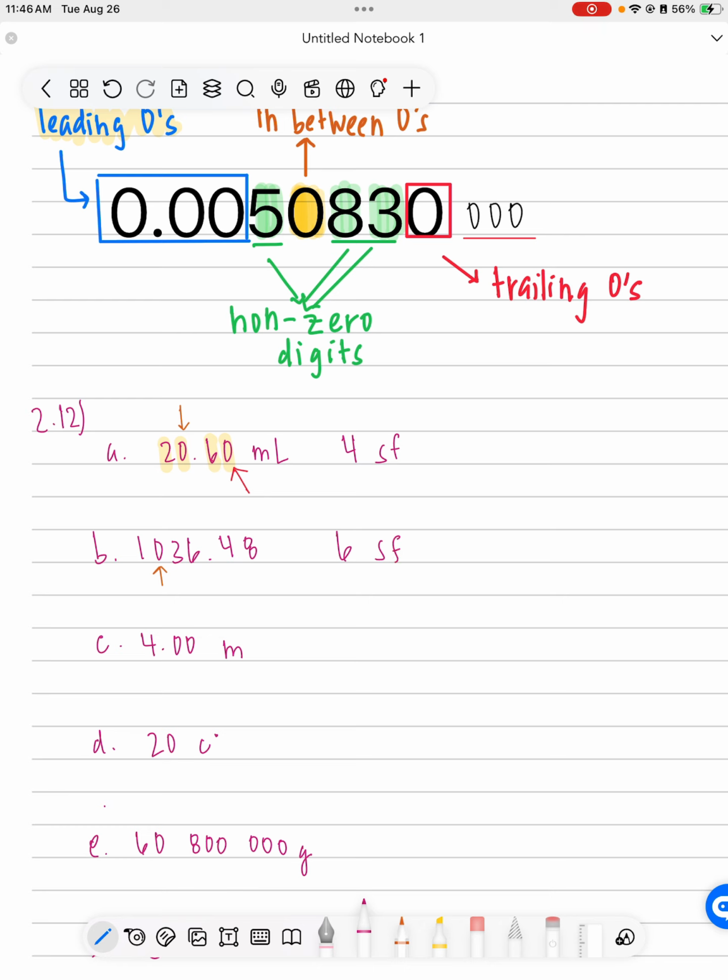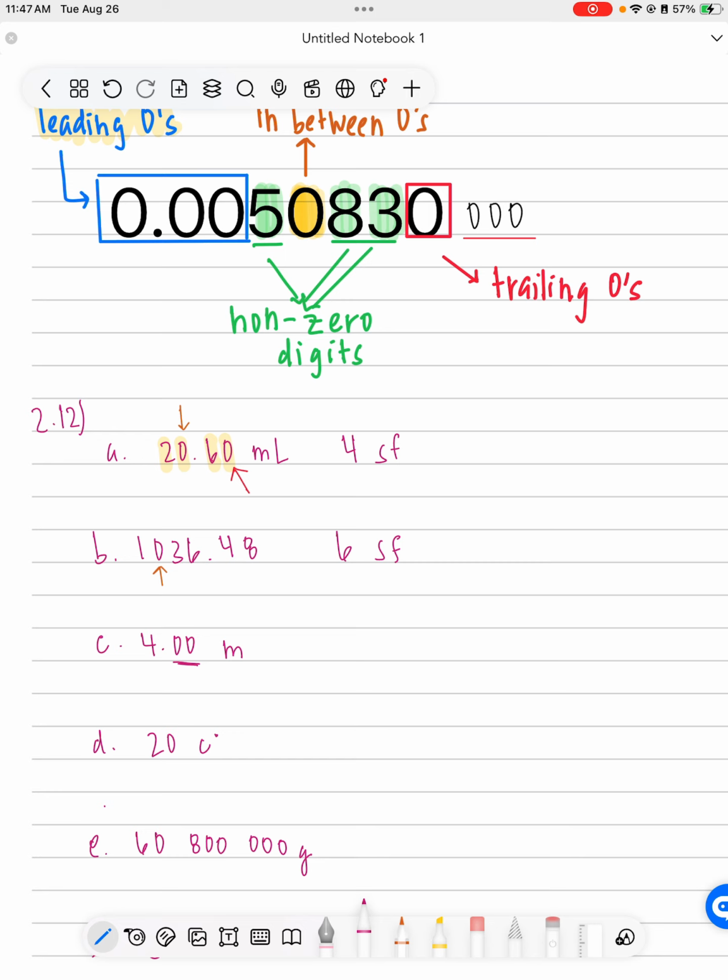All right. For our next one, 4.00. It's a little tricky, isn't it? Well, do we have any leading zeros? We don't. Do we have any in-between zeros? We don't. Do we have any trailing zeros? We do. So these are called trailing zeros, and they are significant if they come after a decimal. And we're going to see that in the next problem.